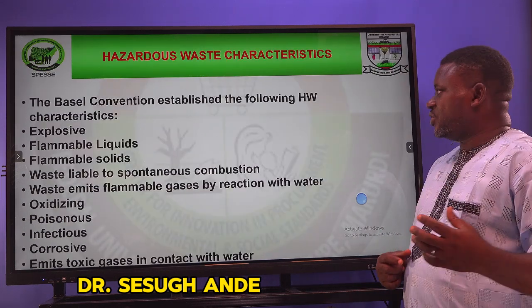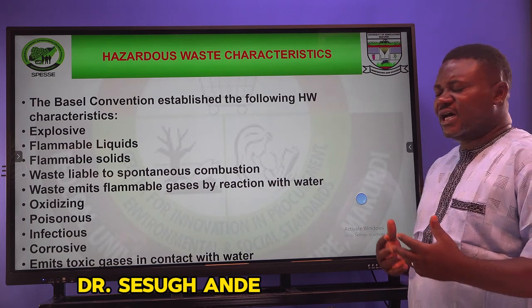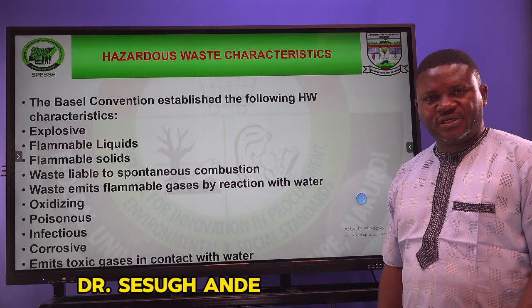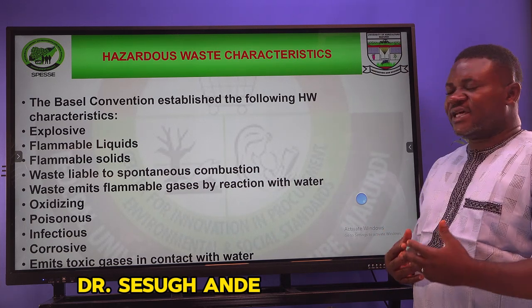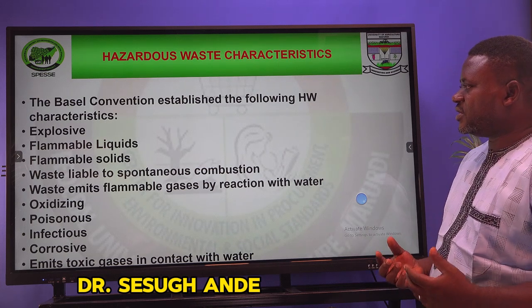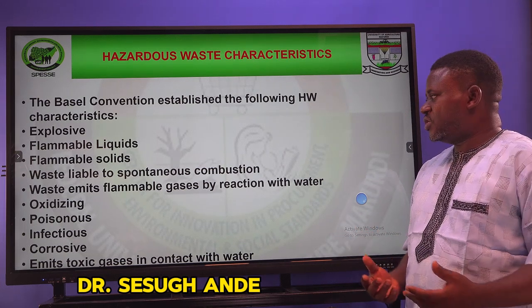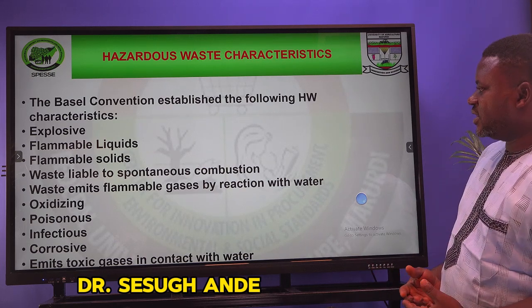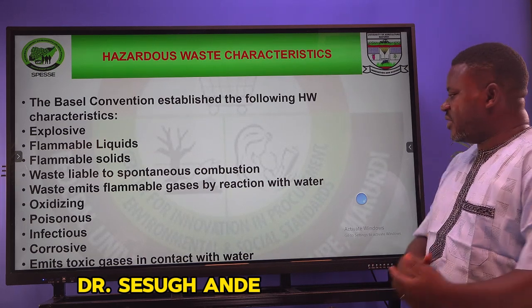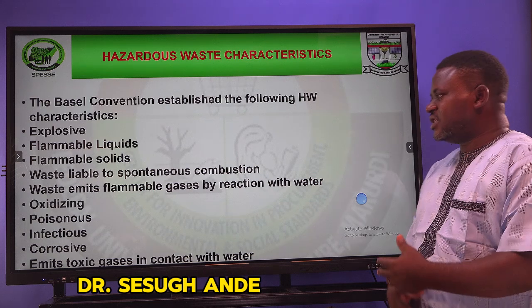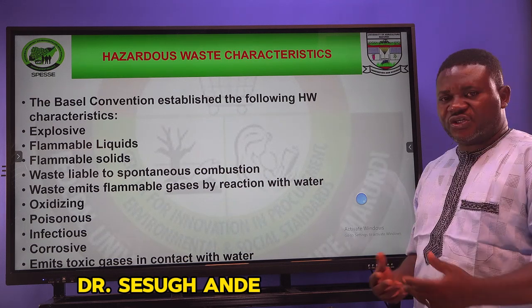The Basel Convention established the following hazardous waste characteristics. It described them as explosive, flammable liquids, flammable solids, waste liable to spontaneous combustion, waste that emits flammable gases by reaction with water. They are oxidizing, poisonous, infectious and corrosive.